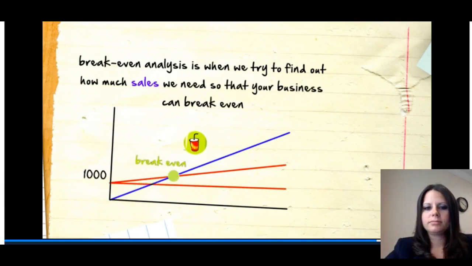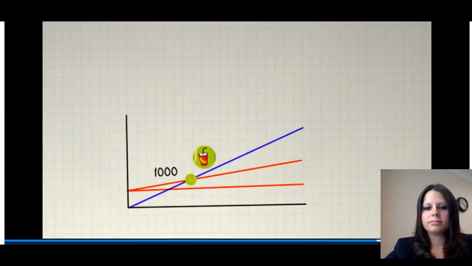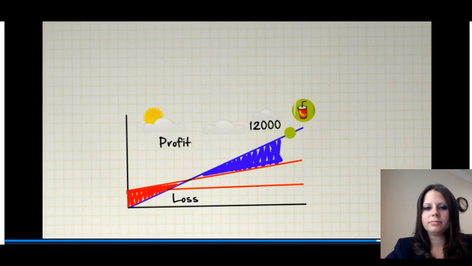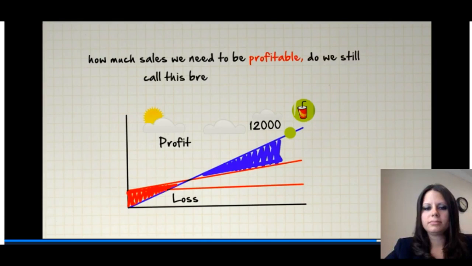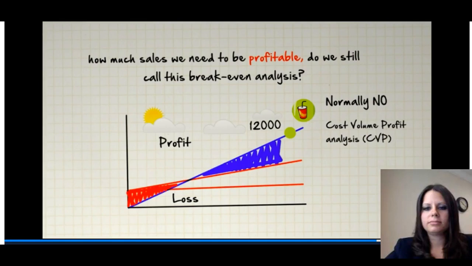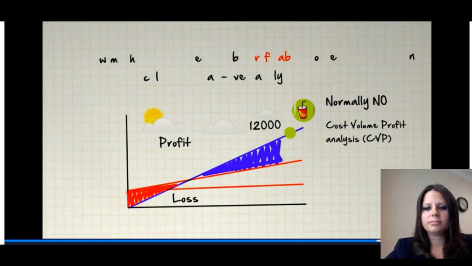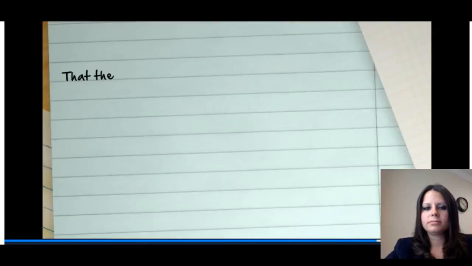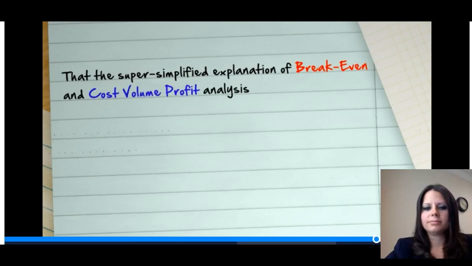business can break even. But after a while, you'll want to do better than break even. You'll want to have some profit as well. So when we try to find out how much sales we need to be profitable, do we still call this break-even analysis? Normally, no. We now call this cost volume profit analysis, or CVP for short. With cost volume profit analysis, we try to find out how much sales we need to reach a certain target profit. So anyway, that's the super simplified explanation of break-even and cost volume profit analysis.